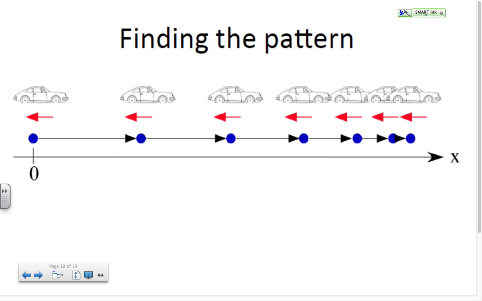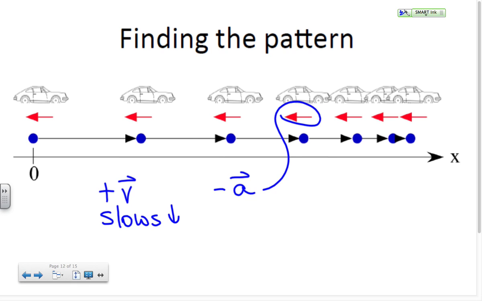Direction of the velocity in this case, again, is a positive velocity. And I know that it is slowing down, just simply by looking at it. And I know that my acceleration is a negative acceleration. I know it's a negative acceleration because I just simply look at the arrows. Again, what's the pattern?